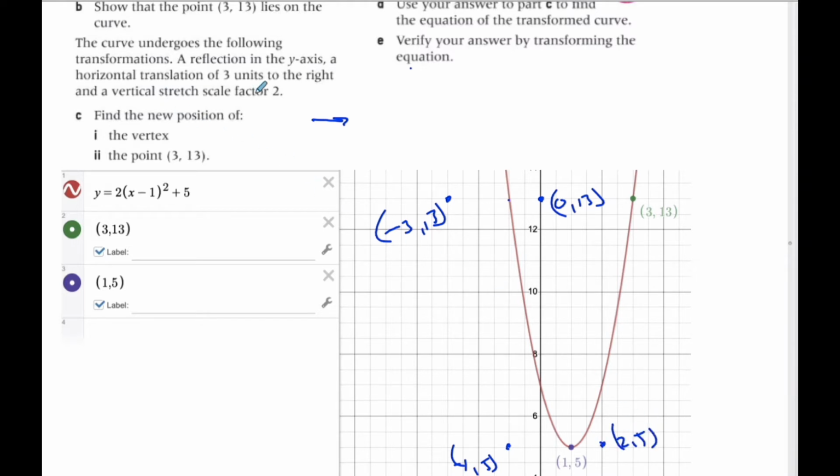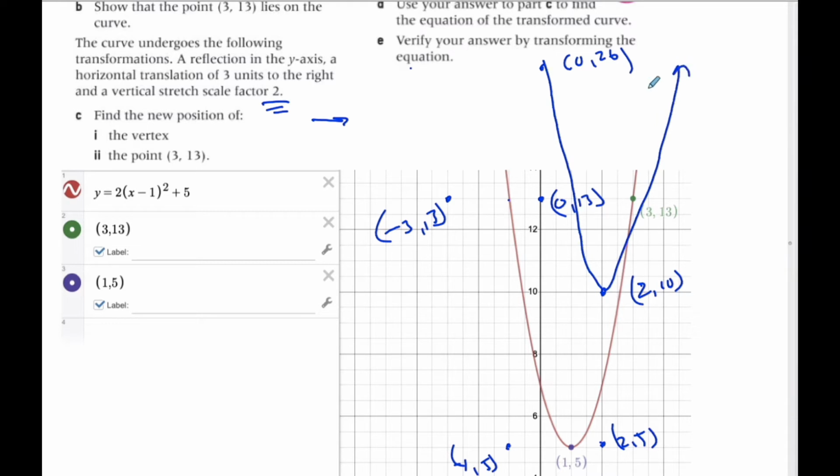And then a vertical stretch of scale factor 2 means the y value gets multiplied by 2. So now I'm going to go from 0, 13 to 26, times 2. So I'm way up here at (0, 26). And (2, 5) will multiply times 2, and I'll go up here to (2, 10). And so my graph ends up being like this. And based upon that, I can find the equation.